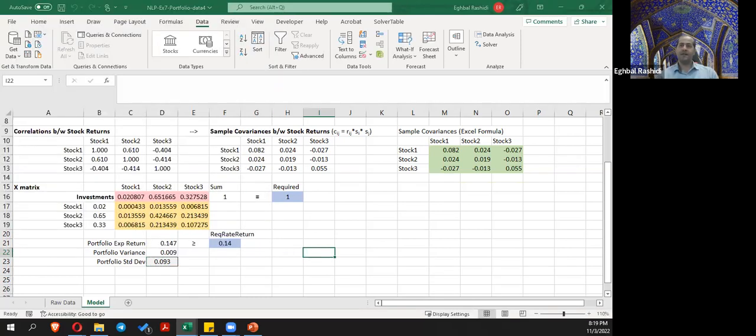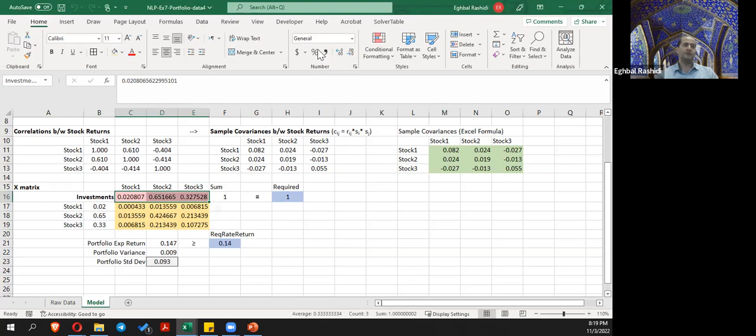Right, so it says that Solver found a solution. All constraints and optimality conditions are satisfied. It says optimality conditions are satisfied. That means that this is our optimal solution. I'm going to make this into percentages. And this is the portfolio's risk.